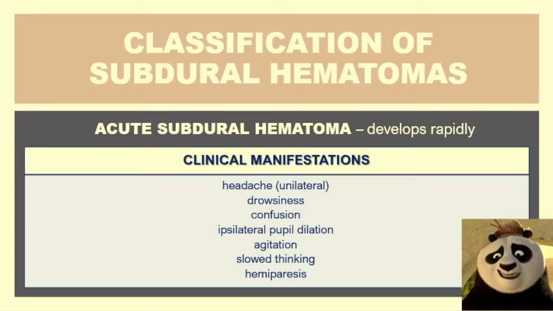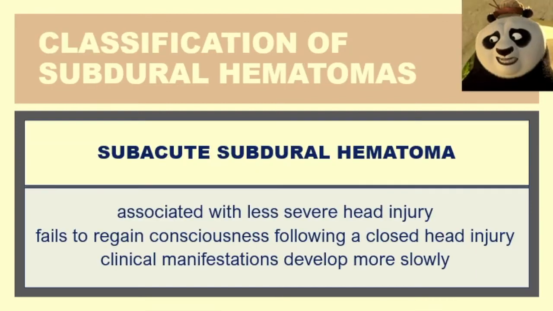Now, there are classifications of your subdural hematoma. An acute subdural hematoma would develop rapidly. The clinical manifestation may involve a unilateral headache, drowsiness, confusion, ipsilateral pupil dilation within minutes or hours of injury, and then there could be agitation, slow thinking, and even your hemiparesis. Now, your patient with subacute subdural hematoma is associated with less severe head injury. They may fail to regain consciousness following a closed head injury, and the clinical manifestations would develop more slowly.